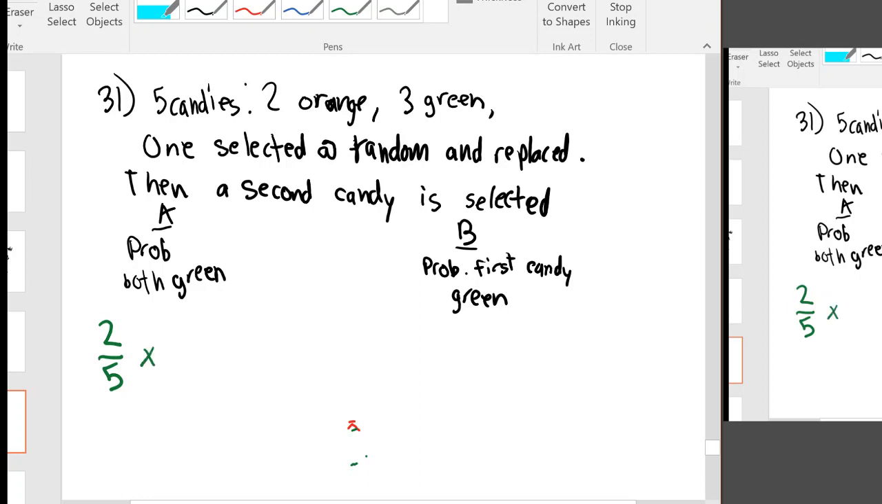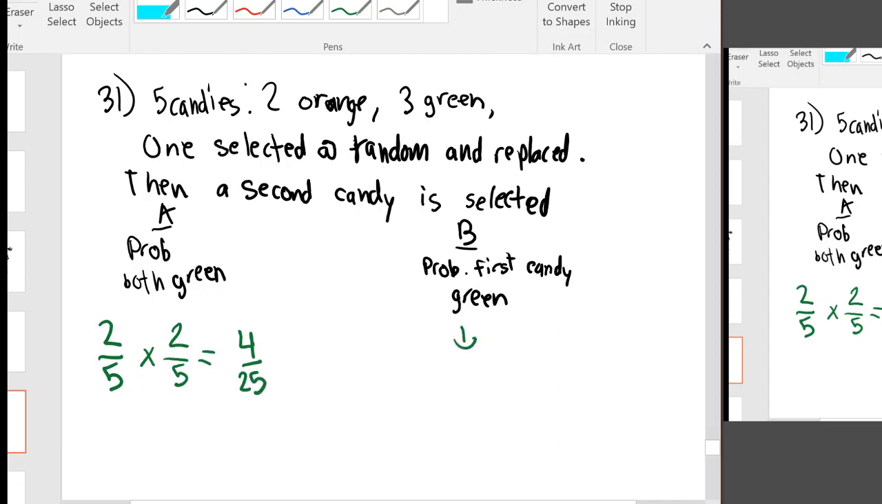And then I don't leave it out. So normally, if it's not replaced, it would be 2 out of 5 times 1 out of 4, because there's now 4 candies left, all right? But now I did replace it. I put it back in, all right? I didn't eat the candy. I put the candy right back in. So there's still a 2 out of 5 chance that I get it. So my chances of getting green and then green is 4 out of 25.